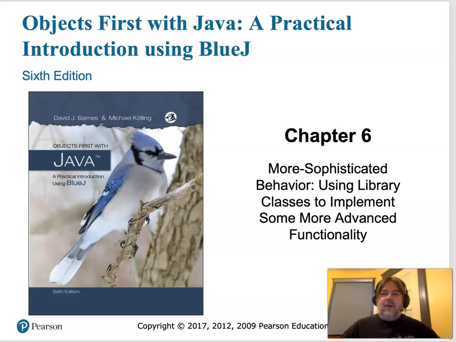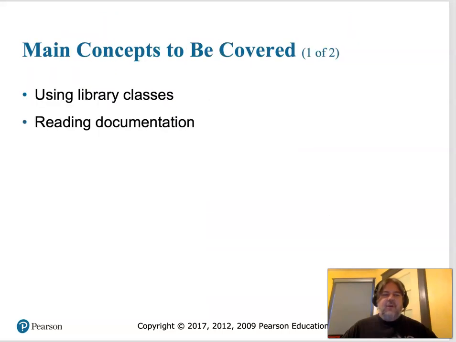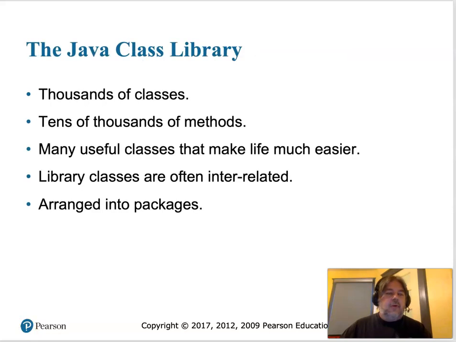to think about other library classes and how they can be used to snap together some really fairly sophisticated behavior with just a little bit of know-how of what the objects that come back from these classes provide for us. So our main concepts for this chapter: using library classes, more than just array list this time. And in order to be able to use library classes, how to read the documentation so that we know what it is that these objects are capable of. So here we go.